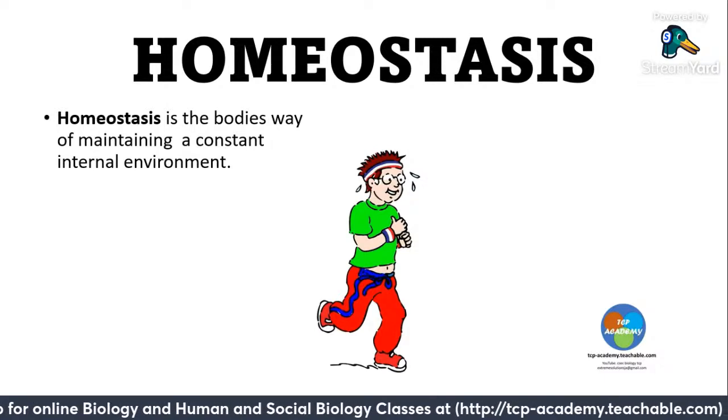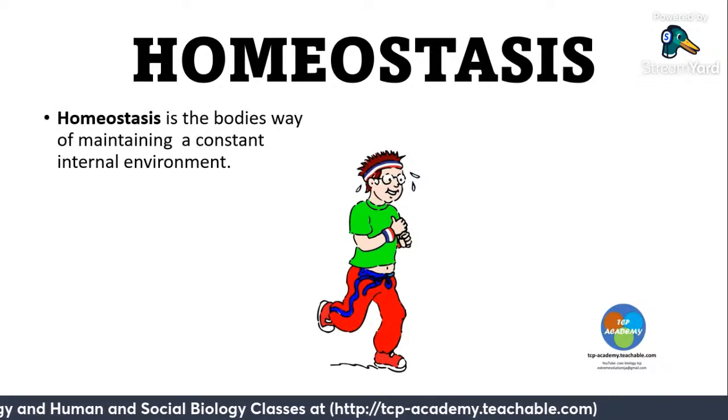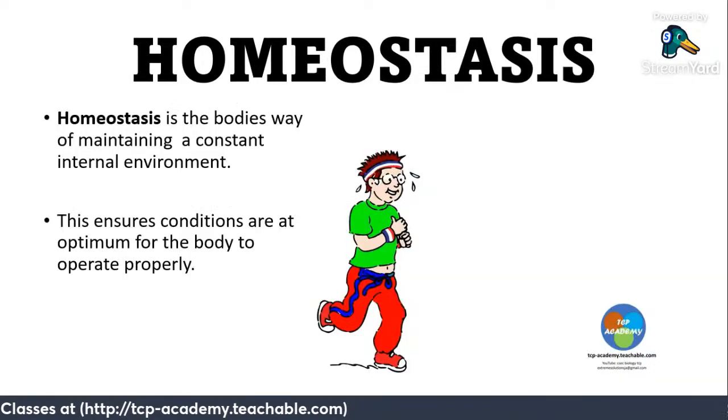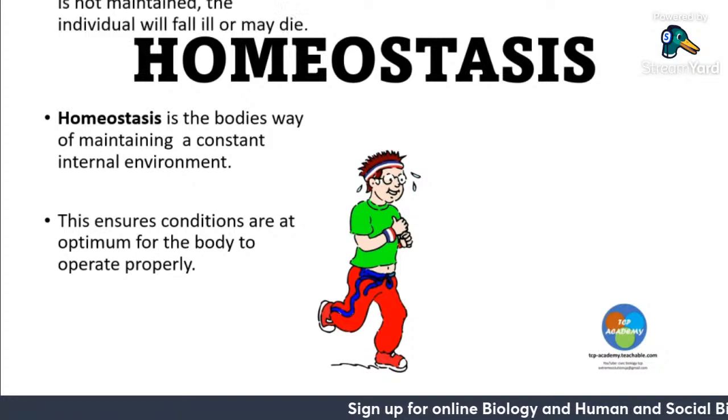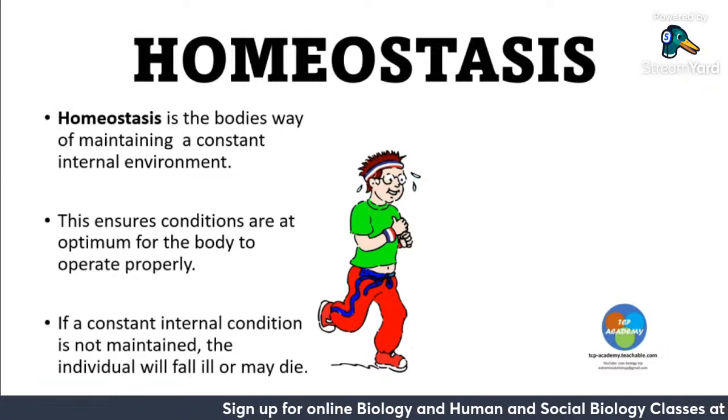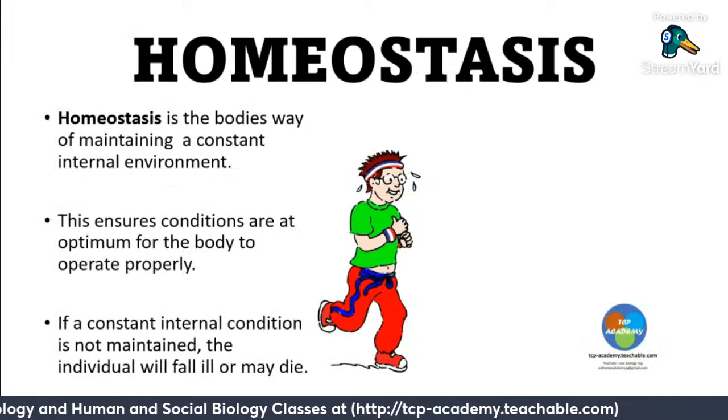Homeostasis. What comes to mind? Homeostasis is the body's way of maintaining a constant internal environment. This ensures that conditions are at optimum for the body to operate properly. If a constant internal condition is not maintained, the individual will fall ill or may die.